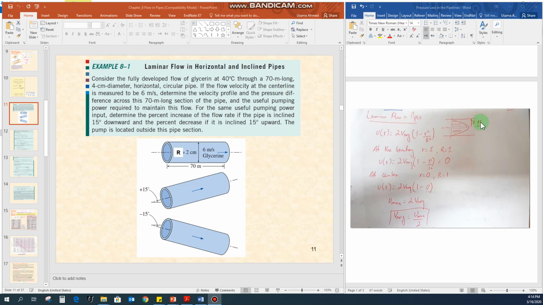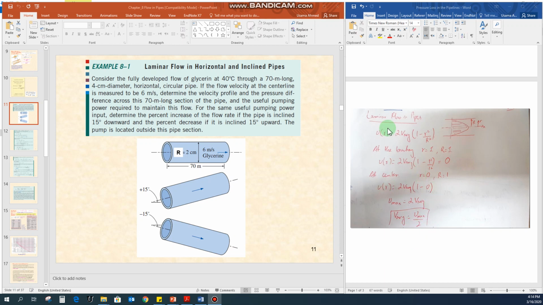So the small r can be reduced to 0, and the capital R represents the radius. For example, small r will be 0 and capital R will be 1, so this factor will be reduced to 0. So the velocity that you get at the center will be the maximum velocity. So u(r) can be replaced by the maximum velocity, and on the right hand side you get 2 times the average velocity. You can also rearrange this equation in this form, where the average velocity is half of the maximum velocity.